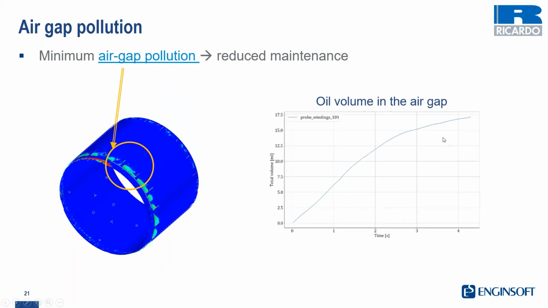And this is a chart that can be output from the software, where you see the oil volume in the air gap and the trend. After 3-4 seconds, it tends to stabilize.